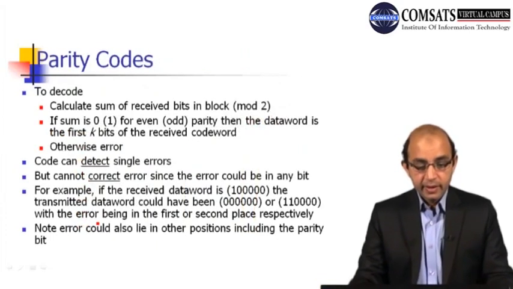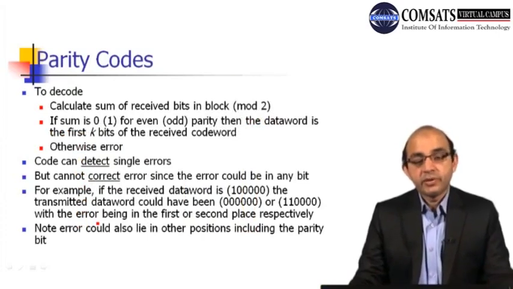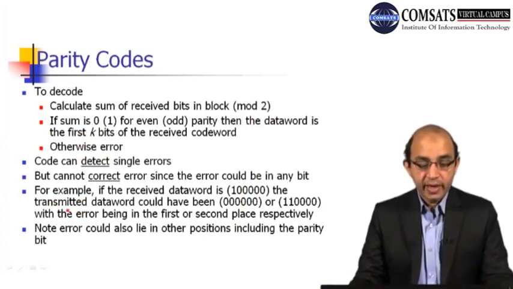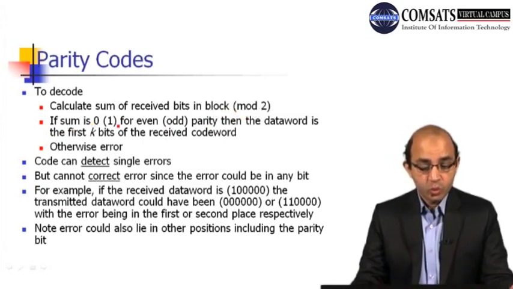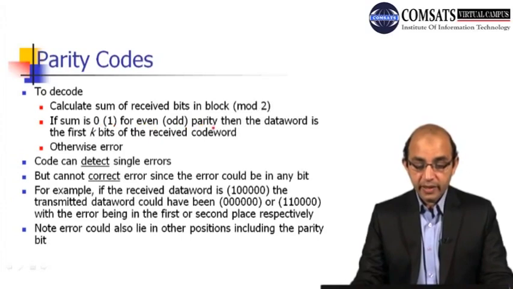Now let's come to decoding. Calculate the sum of received bits in the block, and remember that here we are in modulo 2. The sum is 0 or 1 for even or odd parity. If the sum is 0, it means even; if the sum is 1, that means odd parity. Then the data word is the first k bits of the received word. As mentioned, n is equal to k plus 1.